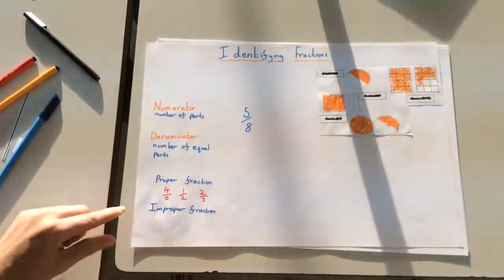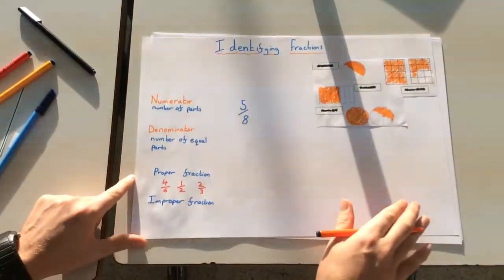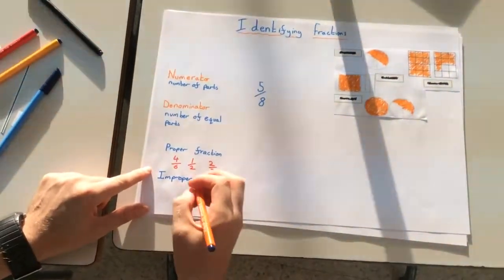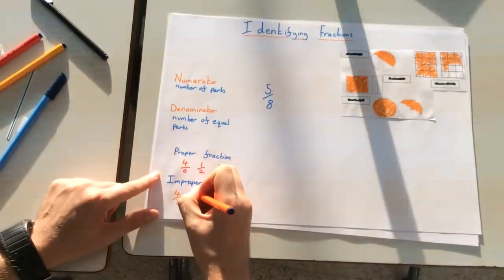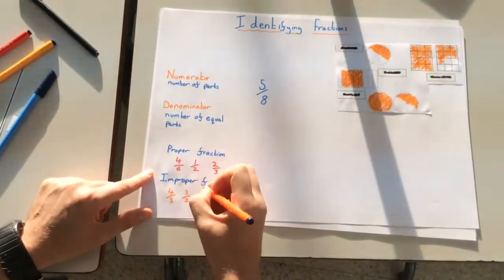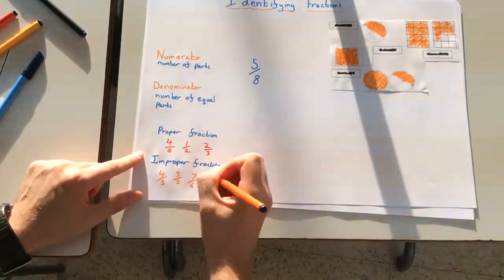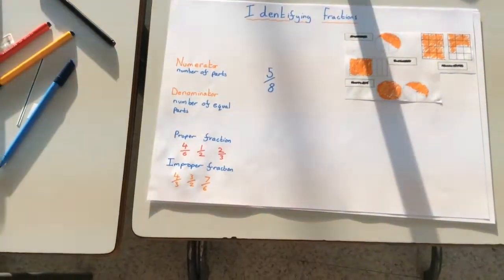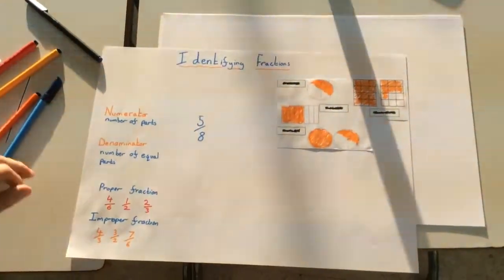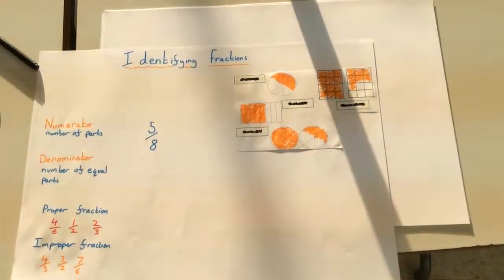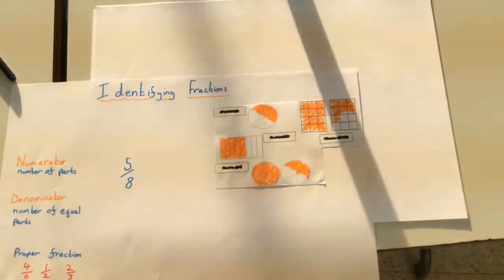Now an improper fraction is the reverse. They are more than 1 and the numerator is bigger than the denominator. For example, 4/3, 3/2, 7/6. Now, let's have a look at some fractions that are shaded and see if we can identify what they are. Let's have a look at this top one here.